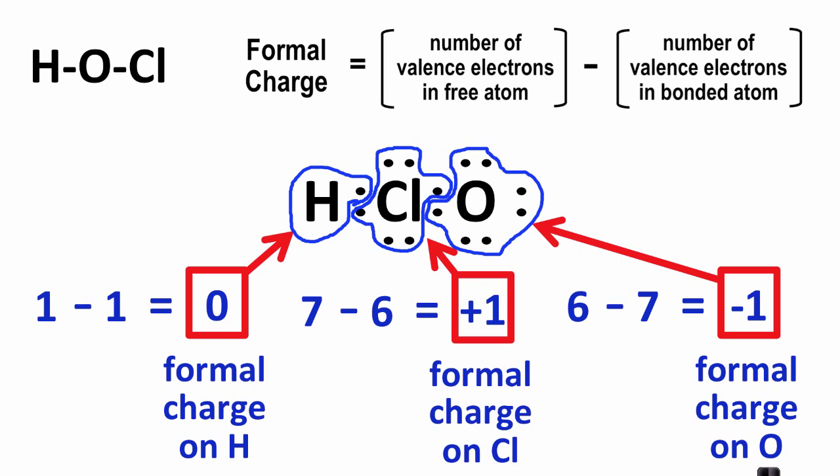So this seems pretty reasonable. We have reasonably low formal charges, 0 on hydrogen, plus 1 on chlorine, negative 1 on oxygen, and if we have to have a nonzero charge, then negative charge on oxygen is preferable to negative charge on chlorine because oxygen's more electronegative. So this seems fairly reasonable, but let's try the other one and see if it's any better or not.